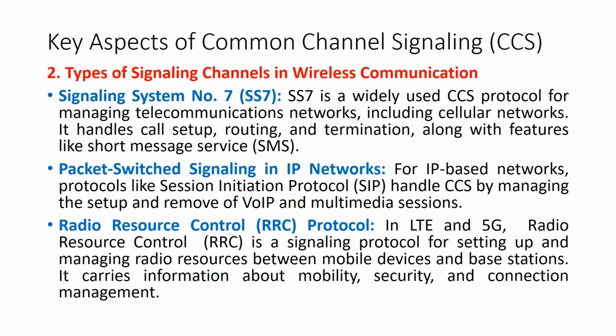The second aspect is the type of signaling channels. We have SS7, which is Signaling System Number 7, widely used in CCS protocols. This is used in second generation communications, that is GSM. Other types of signaling protocols are packet switched signaling in IP networks. This is primarily for IP based networks, where the packet switching is enabled through signaling protocols called SIP, Session Initiation Protocol. Then there is the Radio Resource Control Protocol (RRC). This is used in advanced communication systems like LTE and 5G.